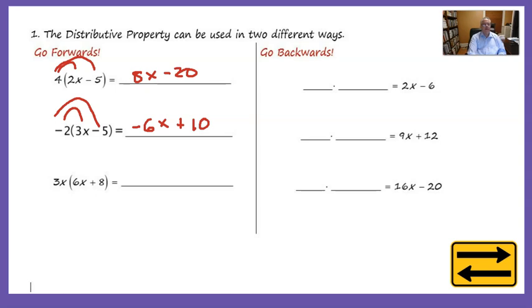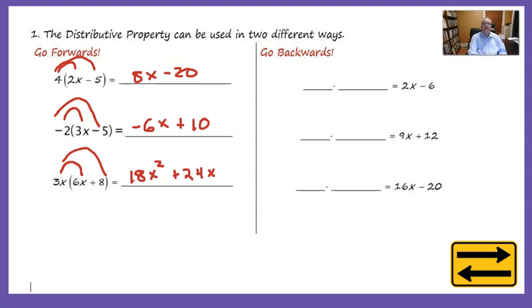Okay. This one's a little bit trickier because we have an x here in front also. So 3x times 6x. Well, the 3 times 6 part is 18. And x times x is x squared. Then we have 3x times 8, which will give us plus 24x. So that's called expanding, because we have a product, and what we get is actually a sum. We get the sum of two terms.